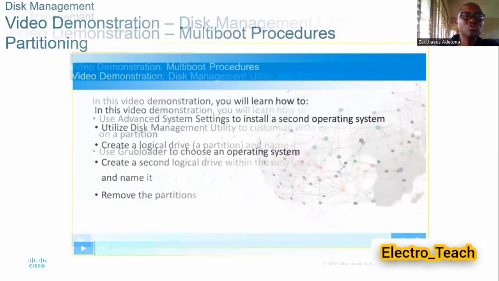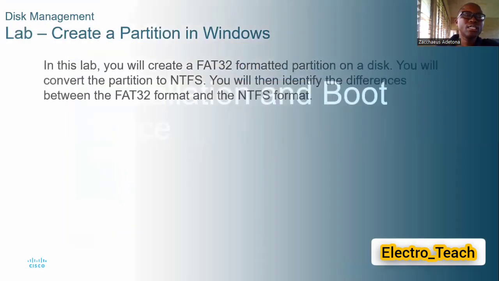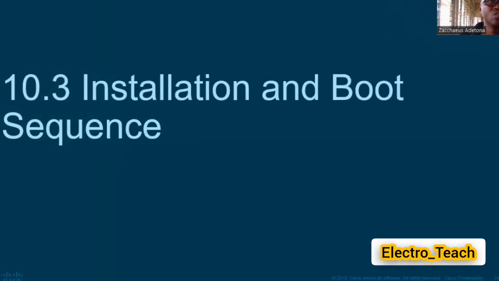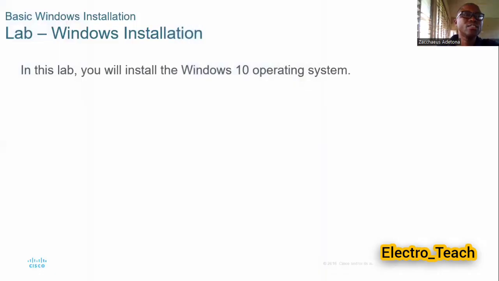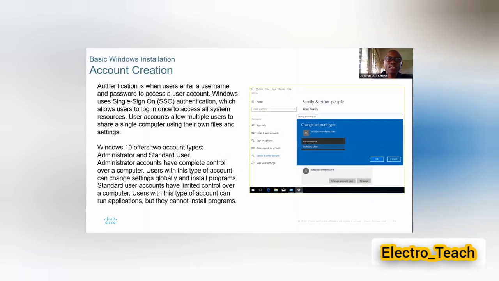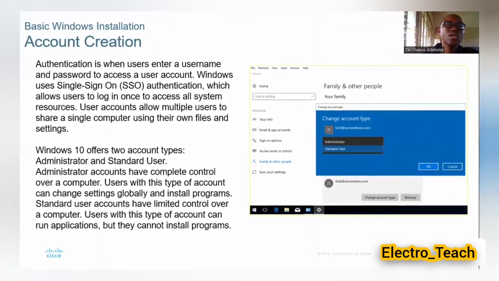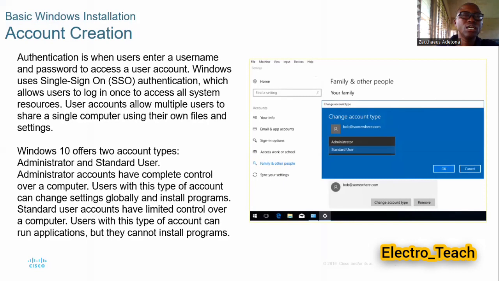Now we move on to the installation and booting sequence of the operating system. The first thing we want to talk about is account creation. When the operating system has been installed, accounts can be created, and there are two main account types that can be created in Windows 10, for instance: the administrator accounts and the standard user accounts.